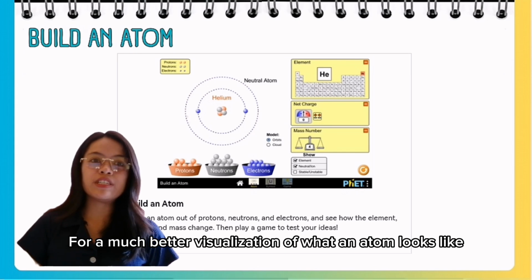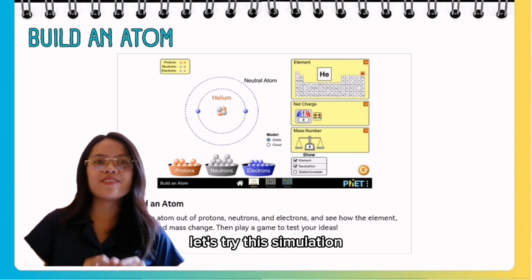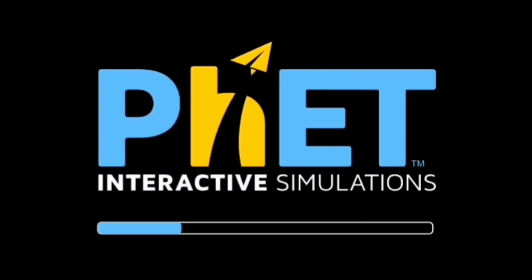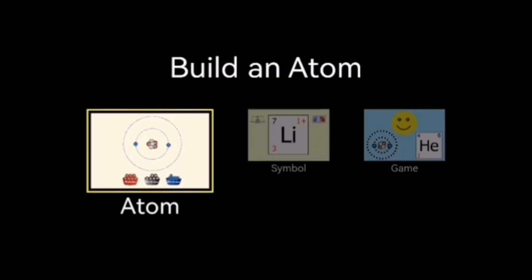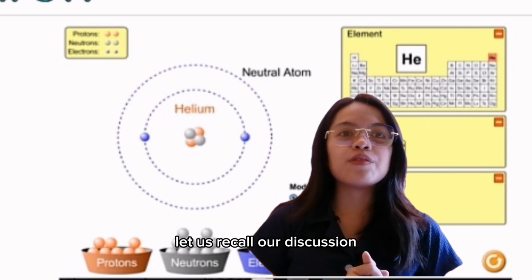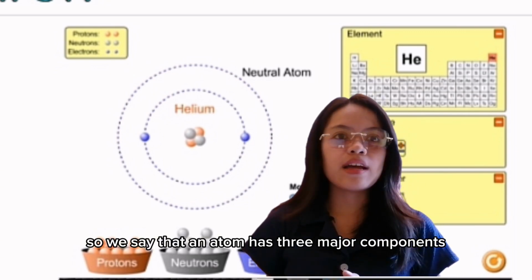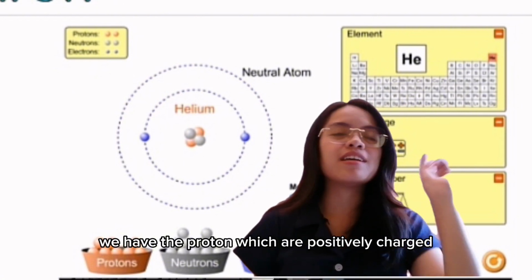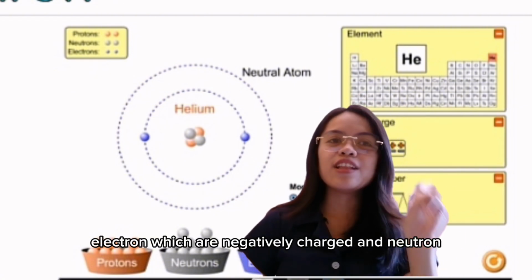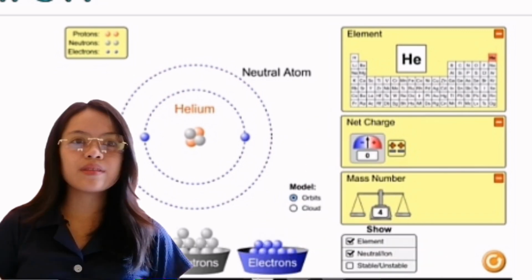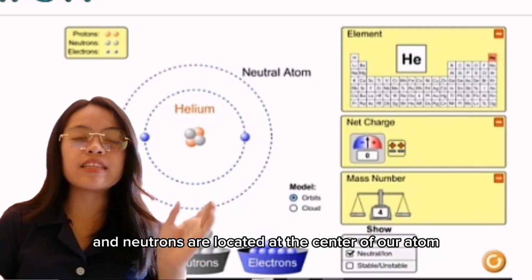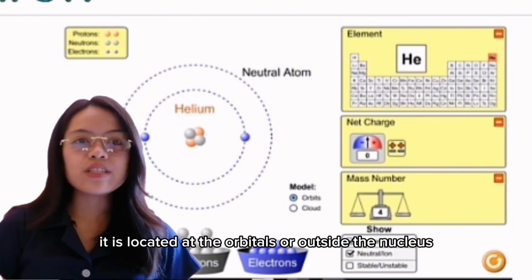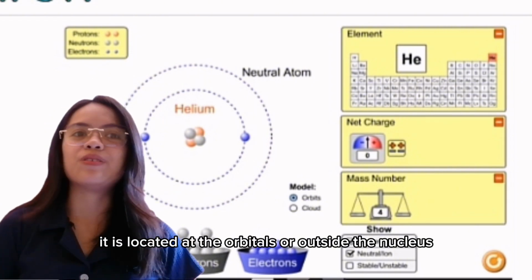For a much better visualization of what an atom looks like, let's try this simulation. Let us recall our discussion. So we say that an atom has three major components. We have the proton, which is positively charged, electron, which is negatively charged, and neutron, which is neutrally charged. Protons and neutrons are located at the center of our atom, or the nucleus, whereas our electrons are located at the orbitals, or outside the nucleus.